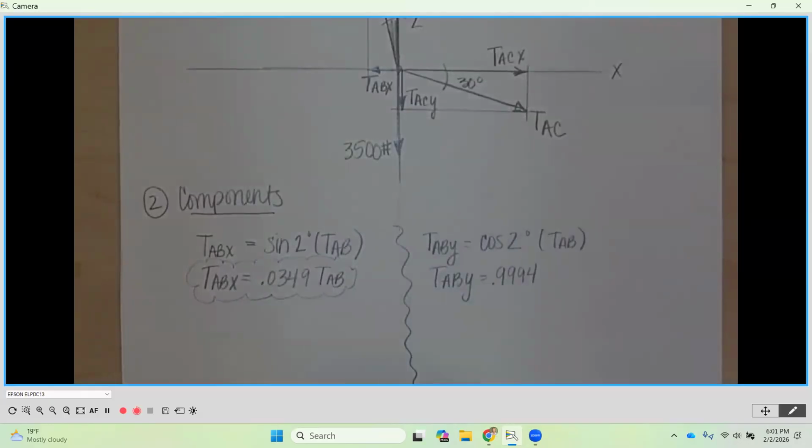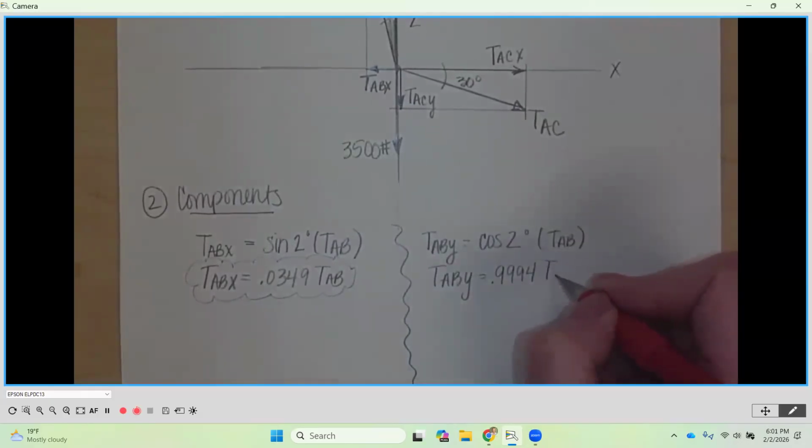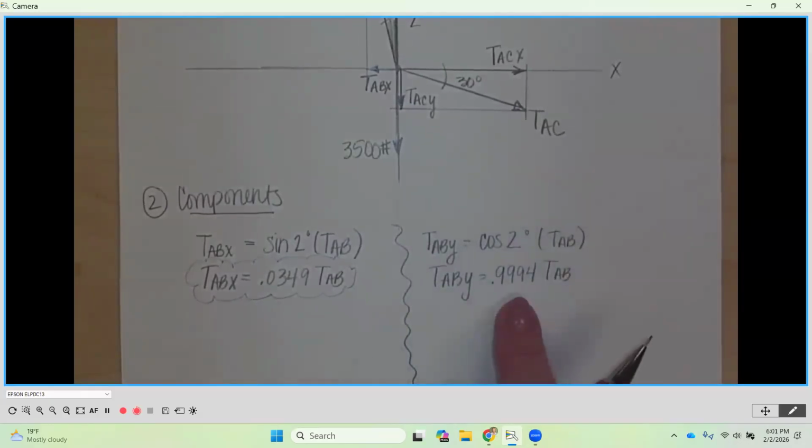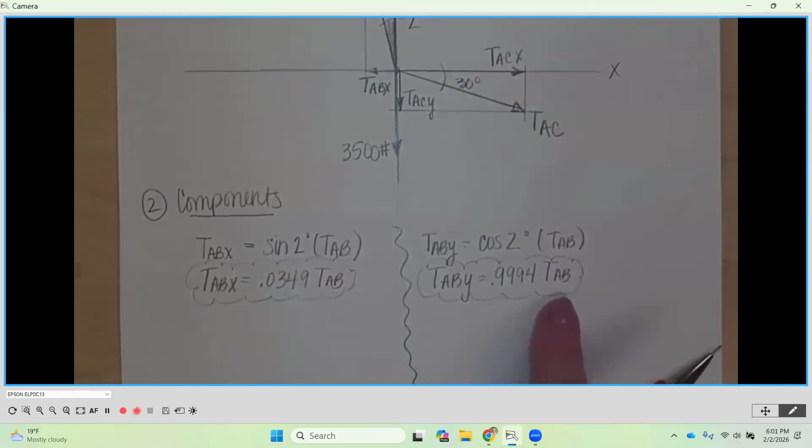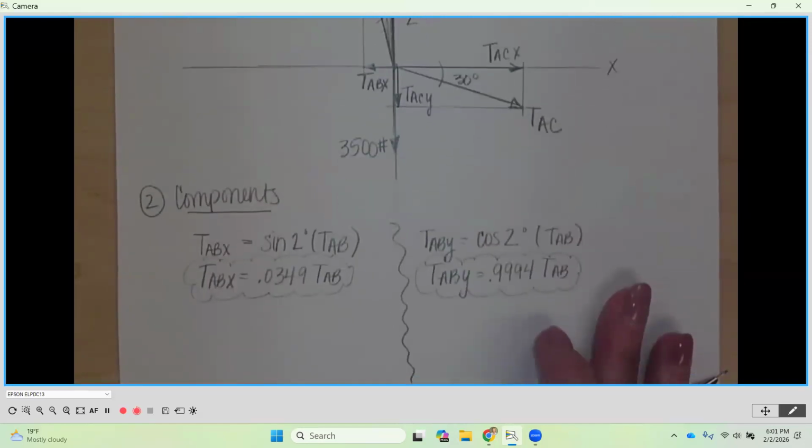0.9994 because it would be 39 is the next. And then TAB. Do not put 1 here, all right? Hold in the problems when you're doing these, hold at least 4, 5 decimal places, okay? Because we don't want to round too much too early because then our numbers can be way off. So make sure this one is 0.9994 TAB. Okay. All right. Questions?